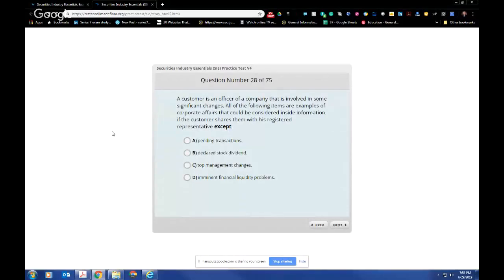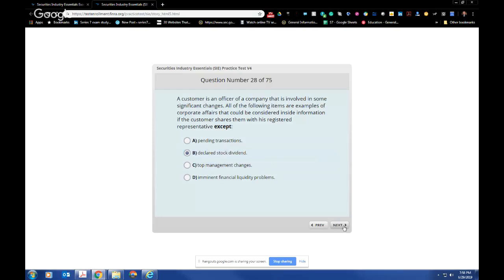Top management changes, well, you can't do that. Like if Steve Jobs is leaving, you can't tell people because they'd short the stock. And imminent liquidity problems, well, that's also coming true and it's not public. So what would be the answer? Since it's an except, A is wrong, C is wrong, D is wrong. I'm going to go with B because it's already declared.